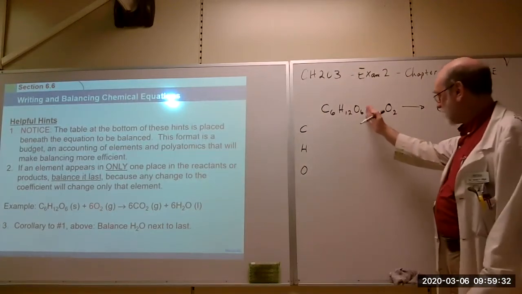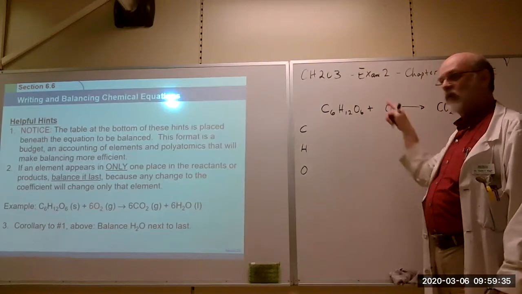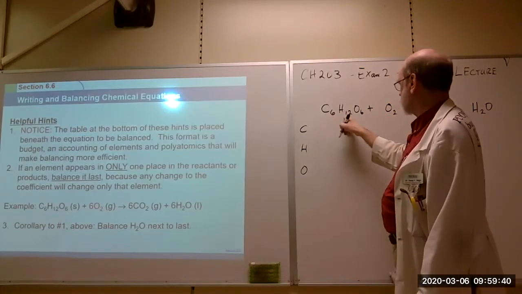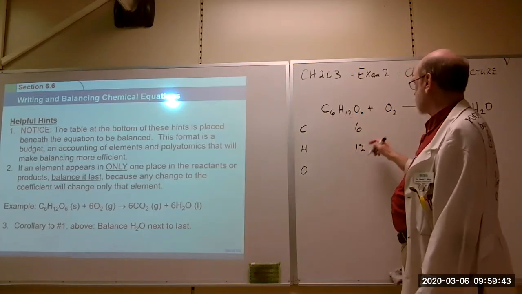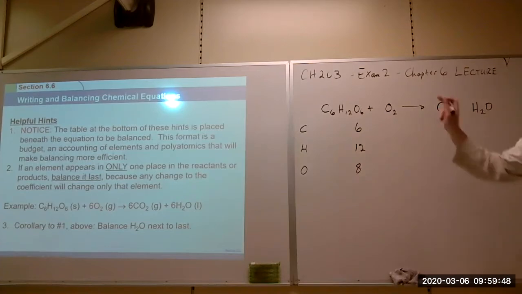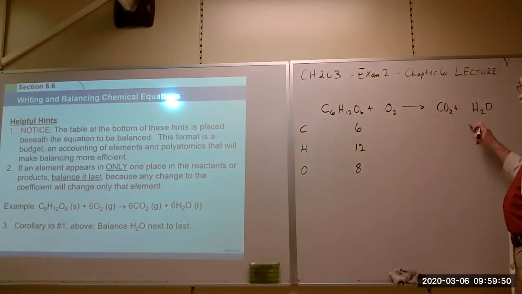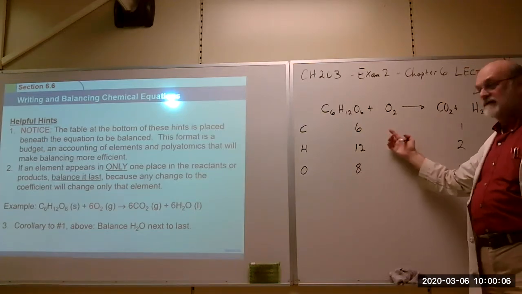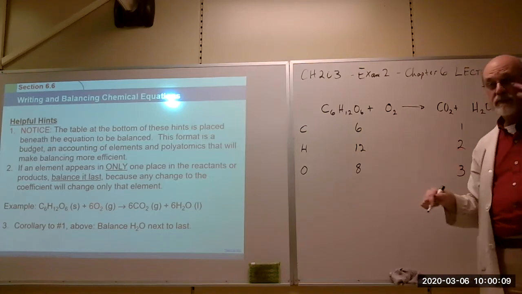So then, on this side, you tally how many of each one there are. So let's see, 6 carbons, that's it. Hydrogens, 12. Oxygens, you have 6 plus 2 is 8. That's where you're starting from, reactant side. Product side, 1 carbon, 2 hydrogens, and 3 oxygens. Okay? So you can tell at a glance that we're not balanced. Right? You got a difference here, difference here, difference here.